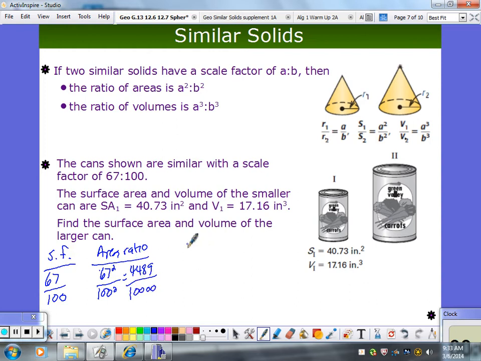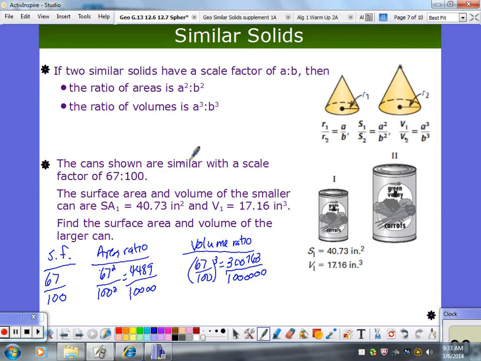And then what would be the volume ratio? This thing cubed. So go back to the scale factor. Cube that. Oh, that's a big number. 3007763. Anybody checking me on this? Because I could be way wrong. 6 zeros? Oh. Maybe this is not a great first example with big giant numbers, but it all works the same.